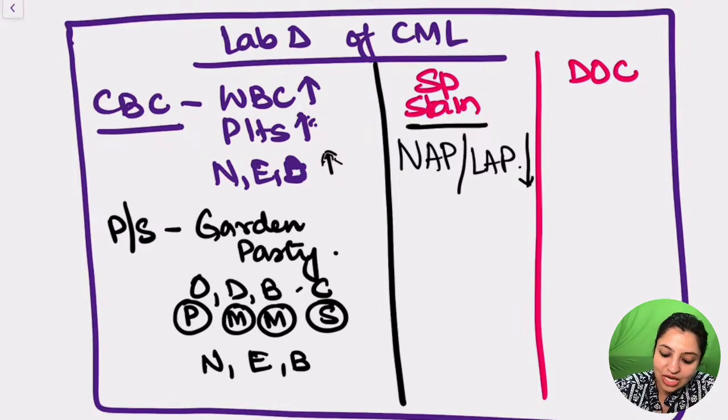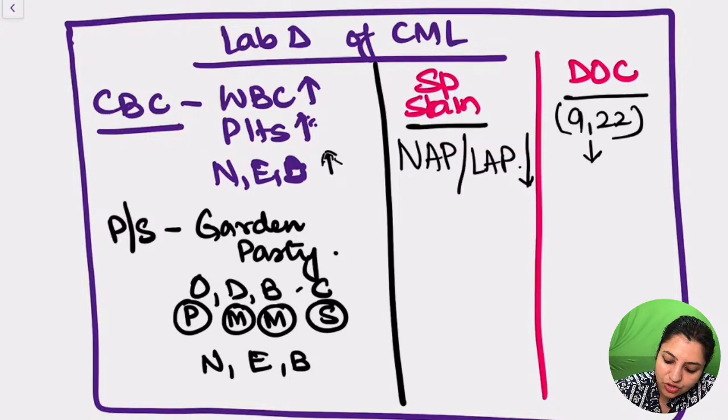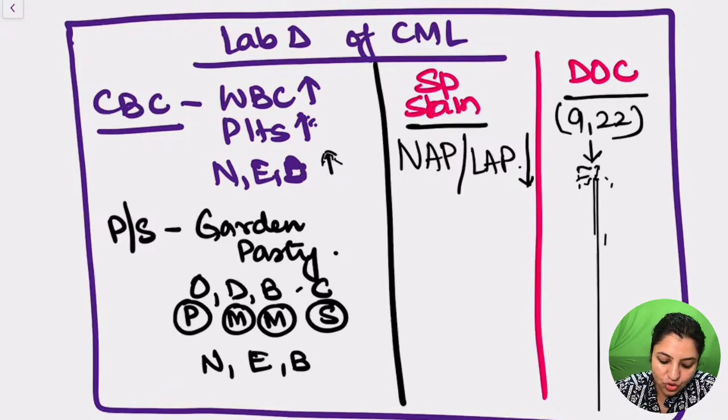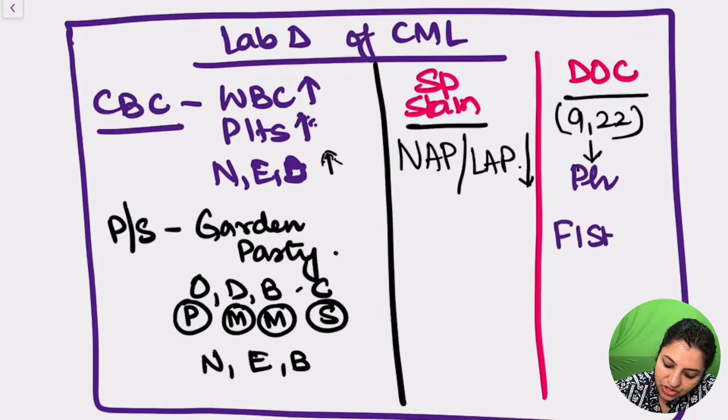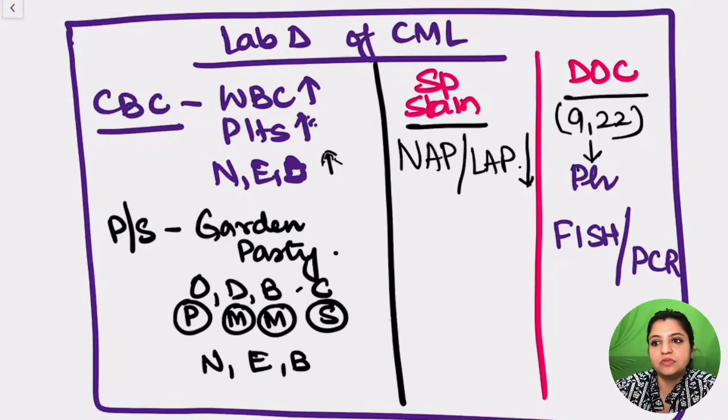Okay, now coming to the diagnosis of choice, see documentation. Diagnosis of choice is always by documentation of mutation. So what was the mutation? That is the 9;22 translocation, which leads to formation of the Philadelphia chromosome. So you have to document presence of the Philadelphia chromosome. And how do you document the Philadelphia chromosome? This can be done either by FISH or by PCR. If somebody asks you which is better, both have their own advantages and disadvantages, but the advantage of PCR is that you can use it for follow-up of this patient.